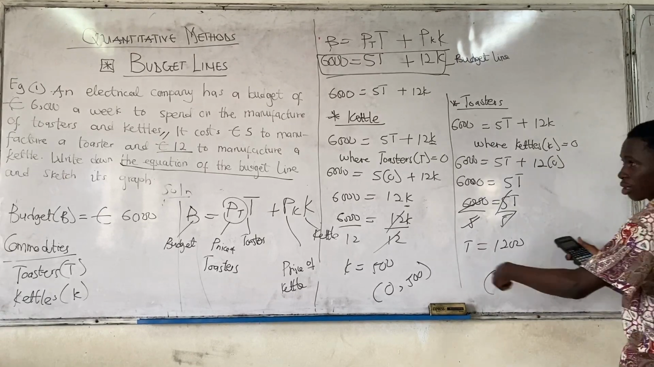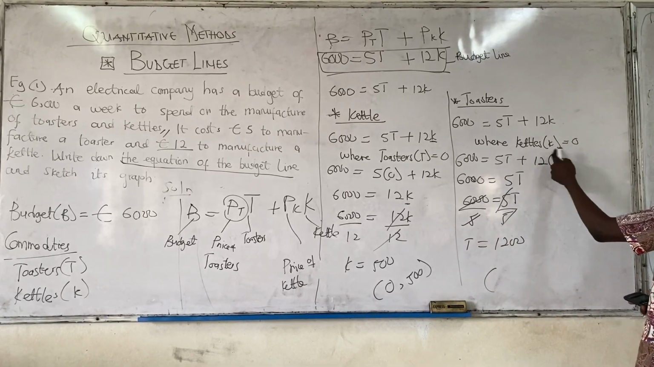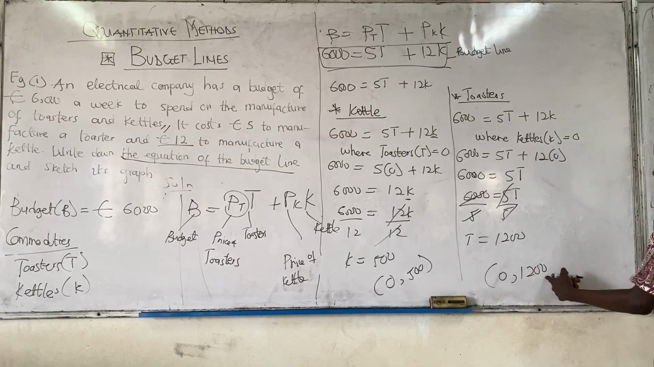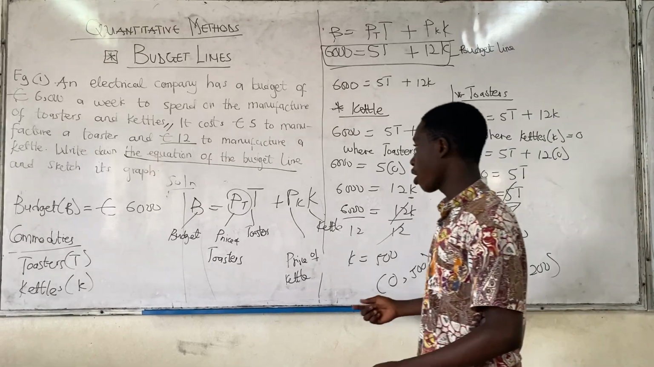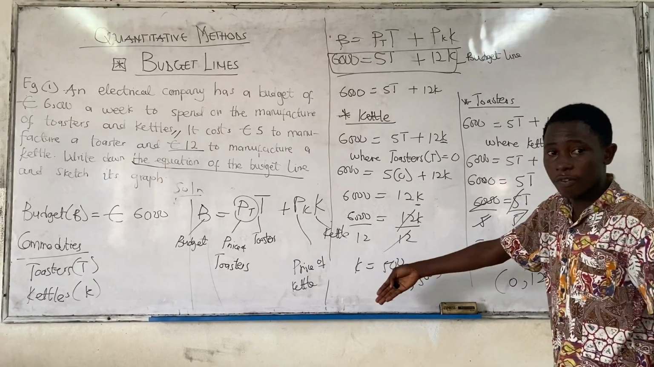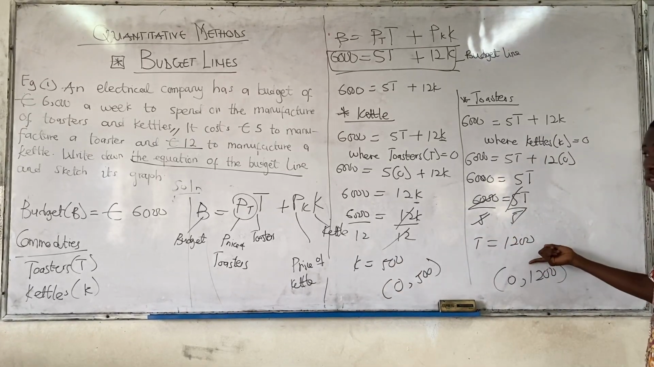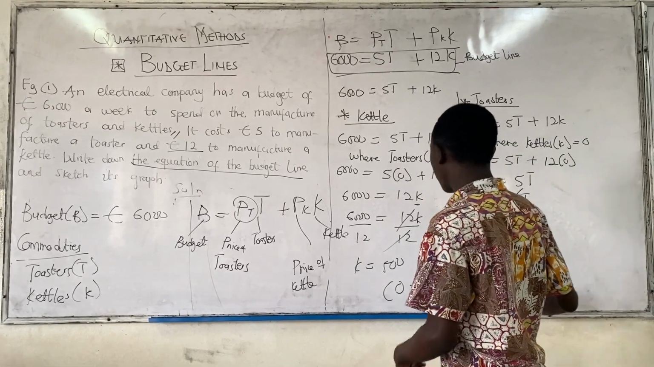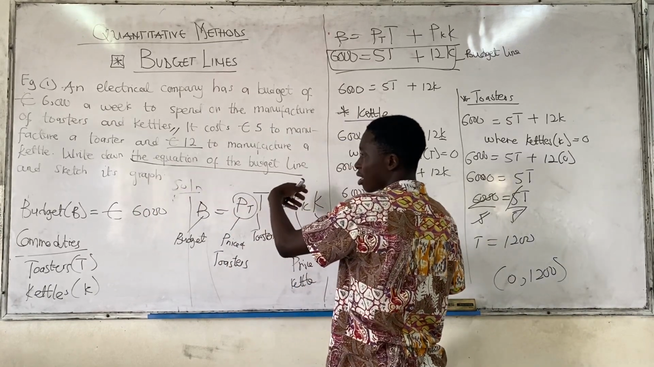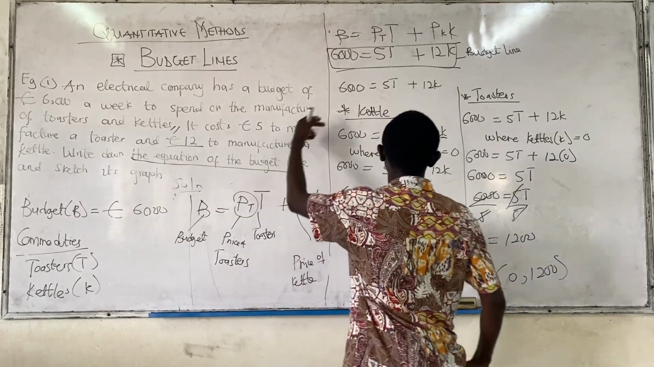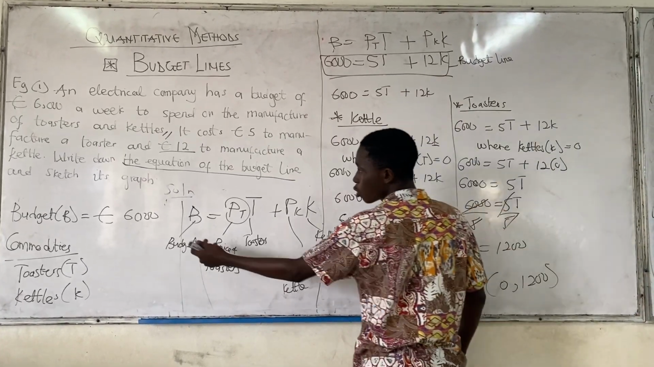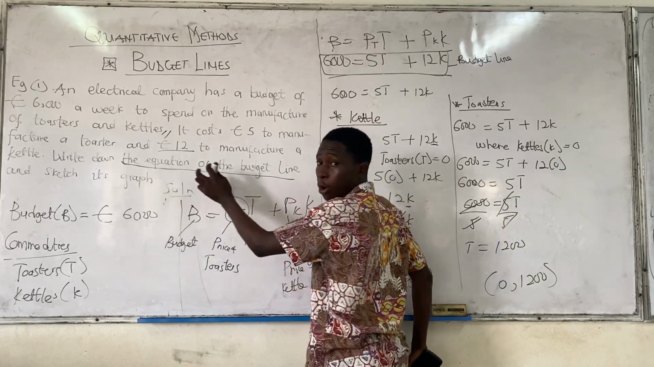So to be able to bring this on the graph, we have K to be 0. The toasters was 1,200, so 0 and 1,200. So basically, these are the variables you are going to get for the kettle and the toasters. We have kettle to be 500 and toasters to be 1,200. So you are now going to put this on the graph based on the question that was asked here: write down the equation of the budget line and sketch its graph. Now you are adding the equation to this. 6,000 equals 5T plus 12K, which is the budget line. You are now supposed to put this on the graph to be able to complete this question.